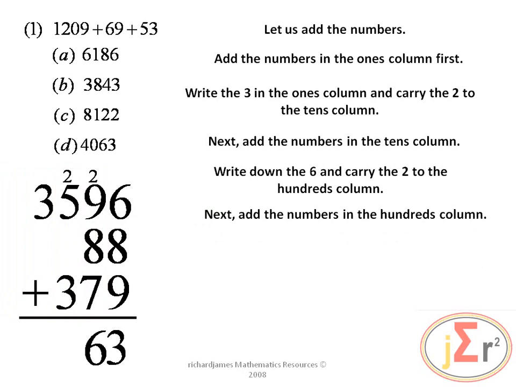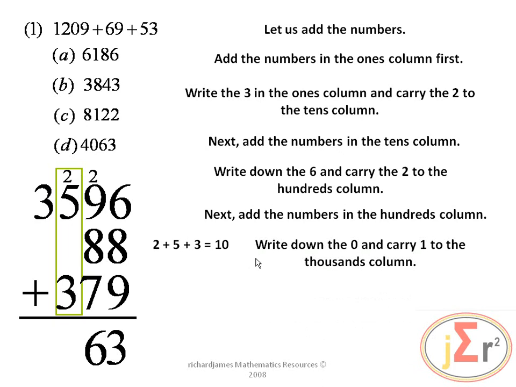Add the numbers in the hundreds column. What are the numbers? 2, 5, and 3. 2 plus 5 plus 3 is equal to 10. Write down the 0 and carry 1 to the thousand column.